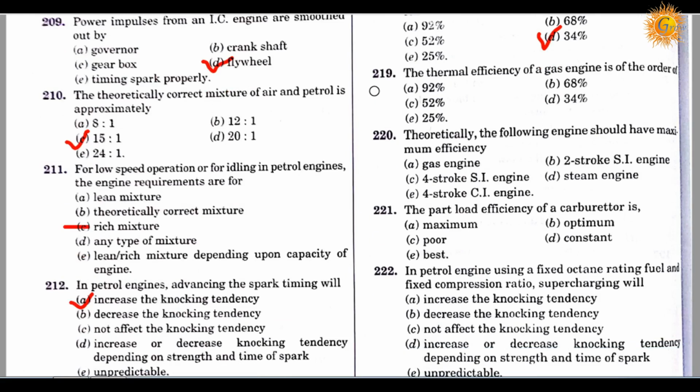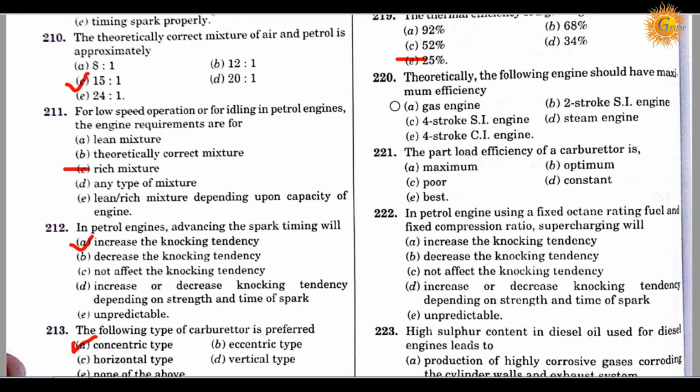Question number 219. The thermal efficiency of a gas engine is of the order of option A, 92%, option B, 68%, option C, 52%, option D, 34%, option E, 25%. So the correct answer is E. It will be 25%.